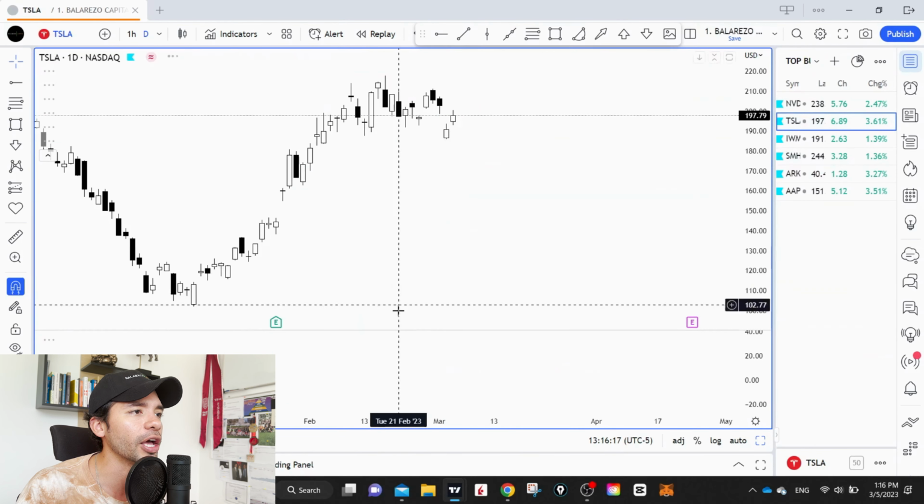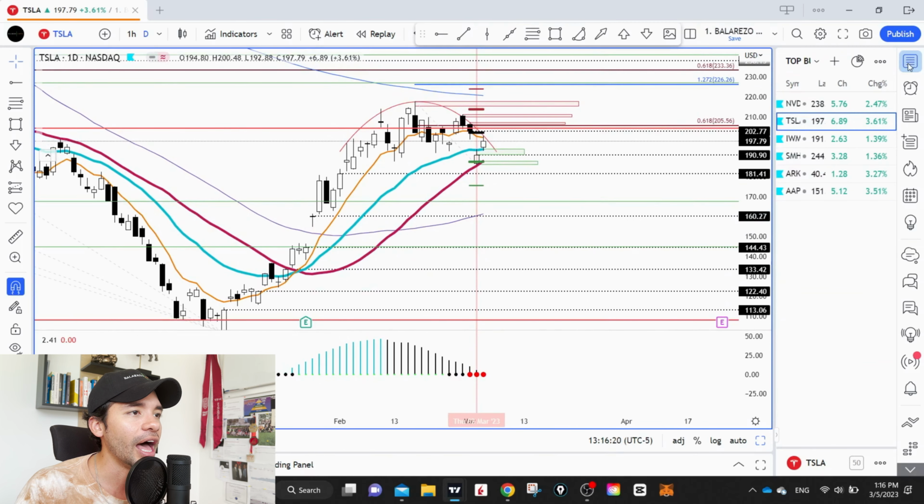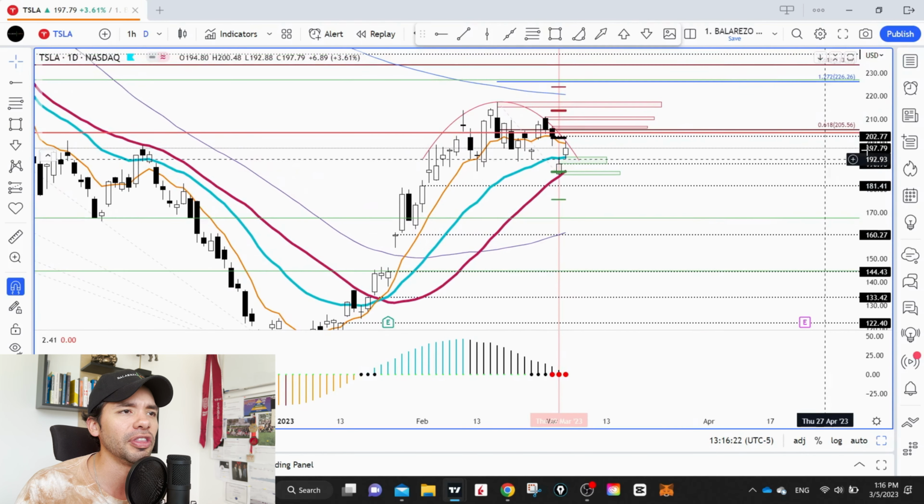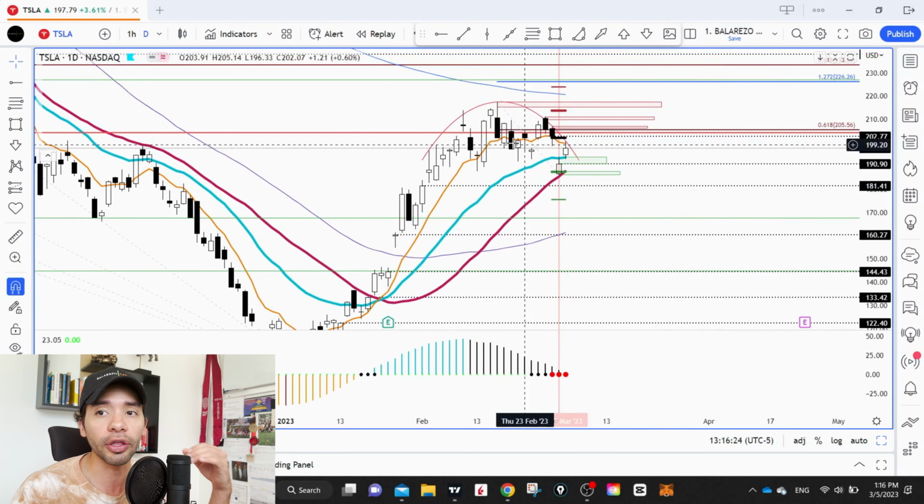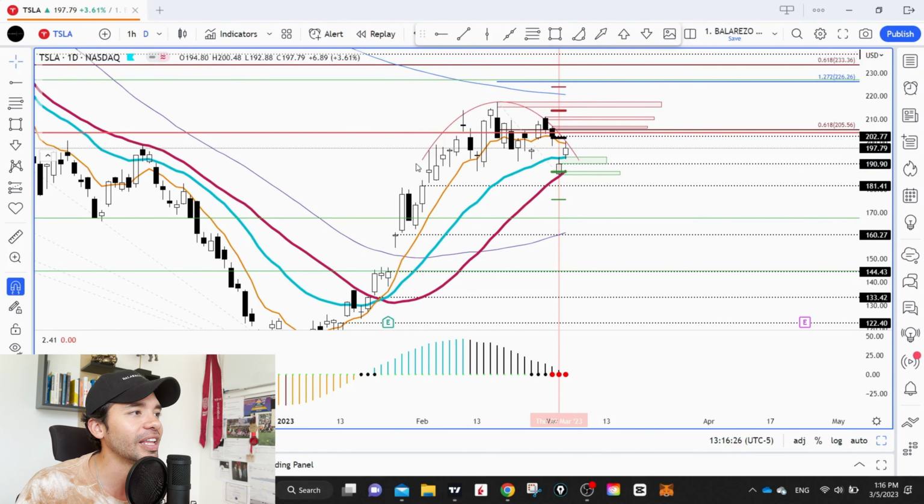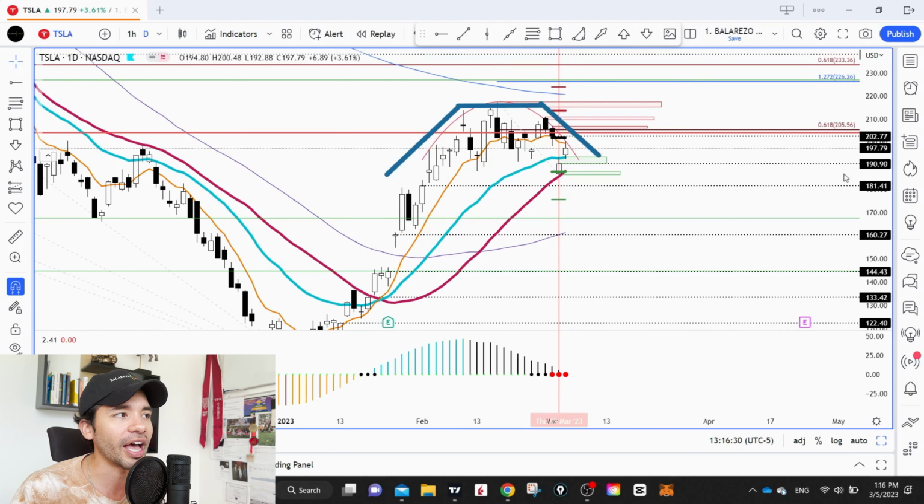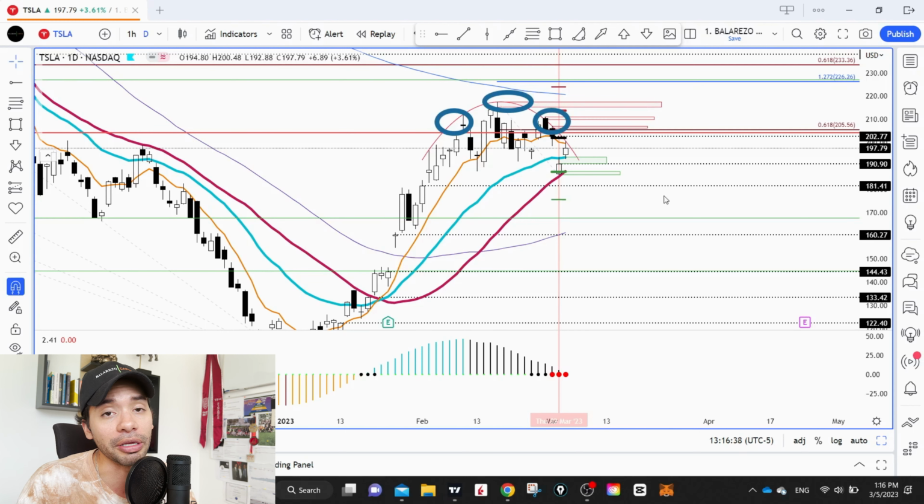Now let's jump into the next one, and that's going to be Tesla. And what is really interesting about Tesla, and this is something that I tweeted on my Twitter account, is that Tesla started to form this kind of toppy pattern. You can see that we have kind of this inverse cup, and basically what an inverse cup is, is just a head and shoulders topping pattern.